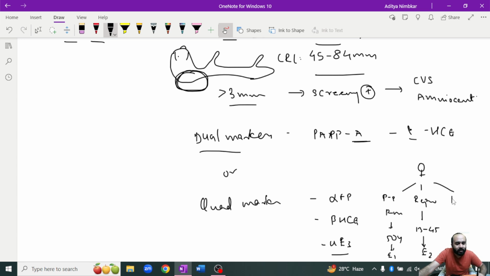And the least time that she spends is during pregnancy. Pregnancy is 9 months if one pregnancy, 18 months if two pregnancies, not more than that. At that time she has estriol, that is E3. So in pregnancy, unconjugated estriol.